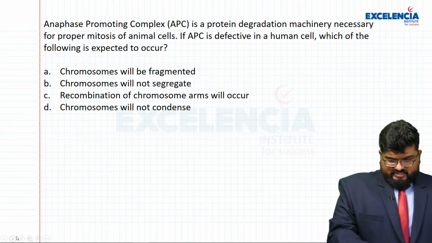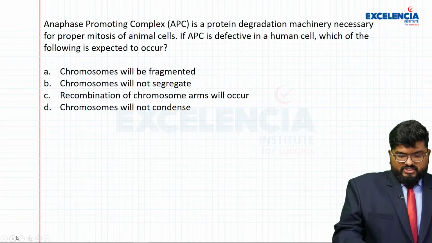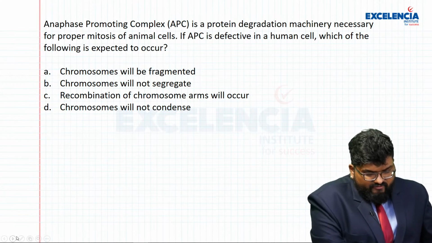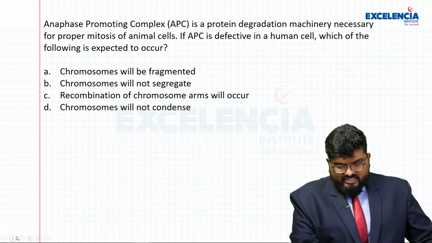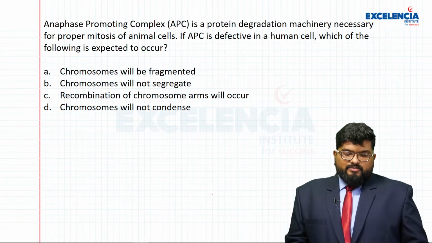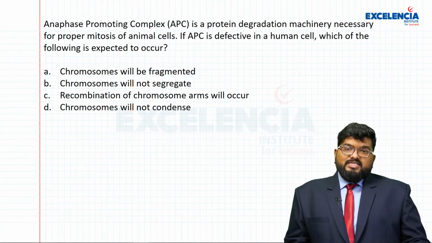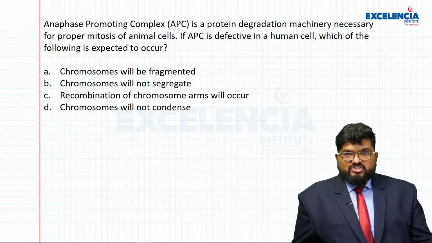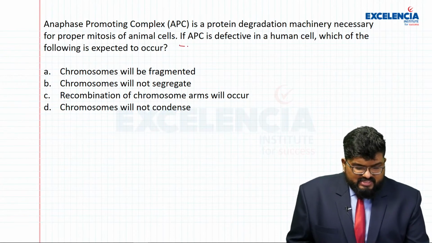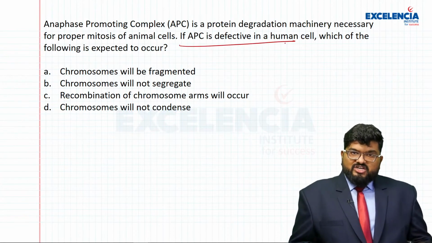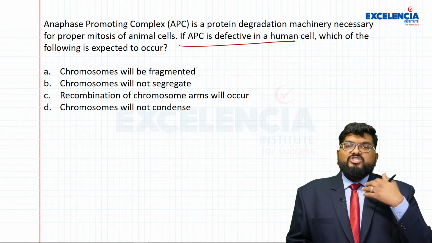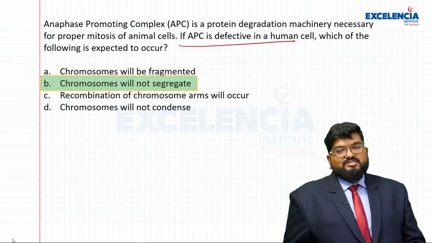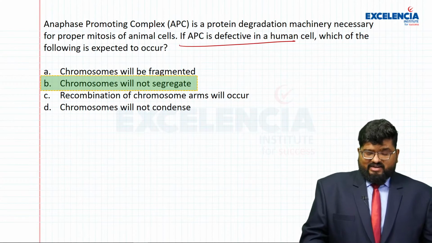Anaphase promoting complex is a protein degradation machinery necessary for proper mitosis of animal cells. If APC is defective in human cell, which of the following is expected to occur? It's anaphase promoting complex, isn't it? Since it is anaphase promoting complex, it is going to promote what? The disjunction of sister chromatids. If APC is defective, will disjunction take place? No. If disjunction is not taking place, chromosomes will not segregate. We just discussed that.